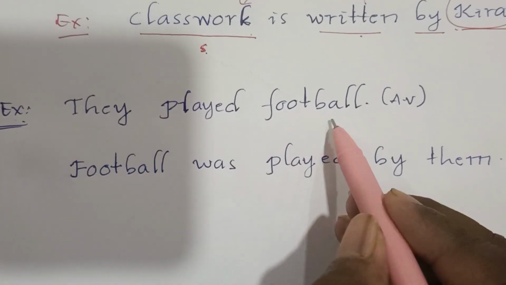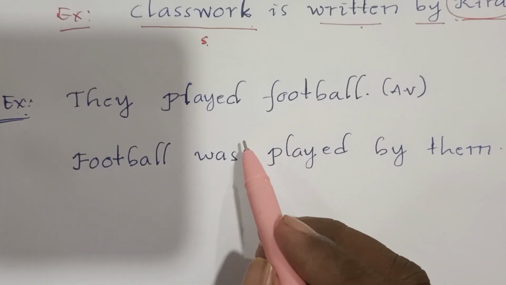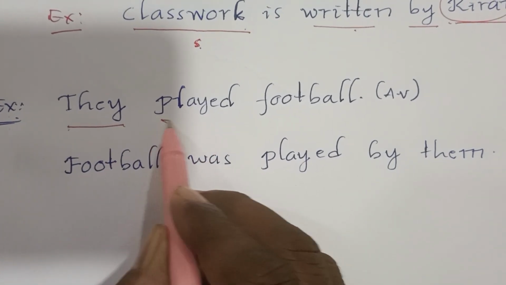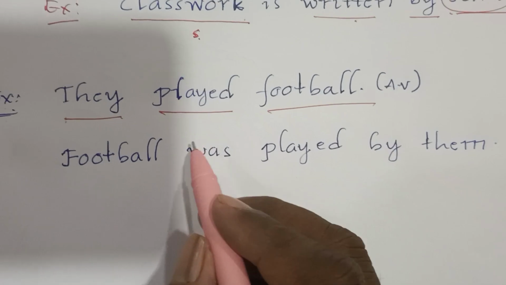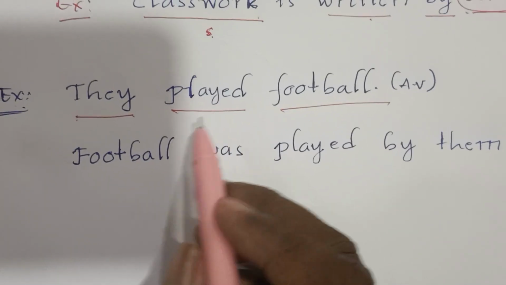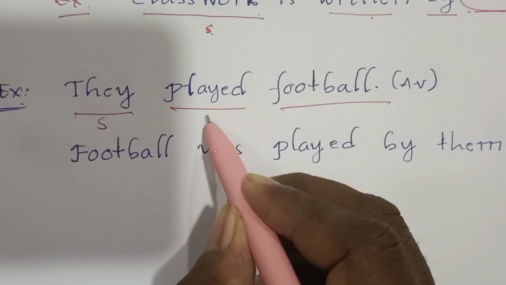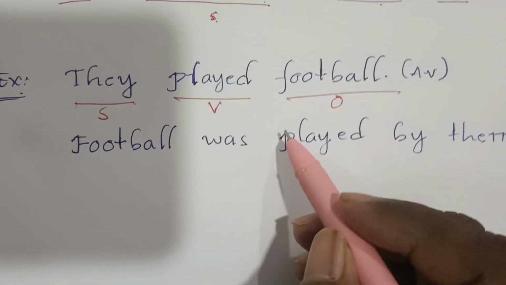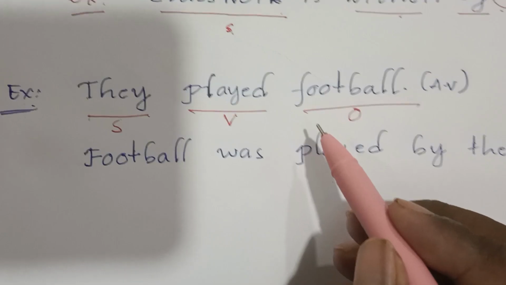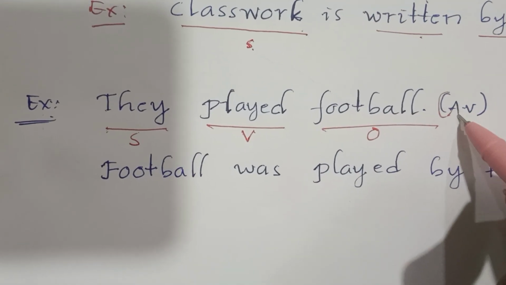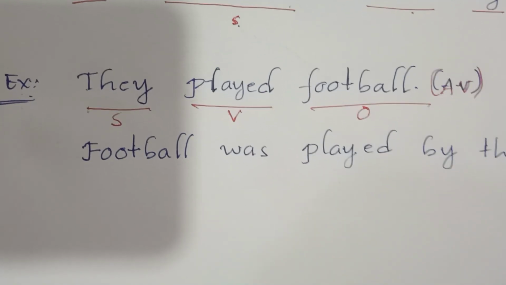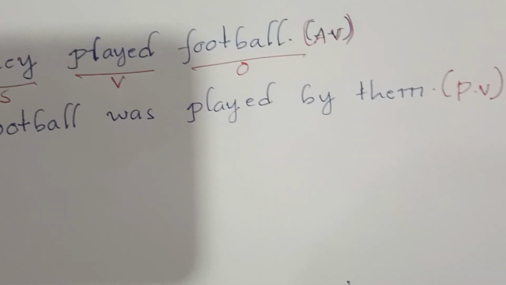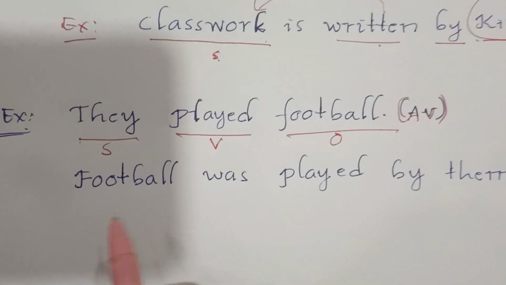One more example we will observe. The sentence is: they played football. They is the subject. Played is the verb. Football is the object. So certain rules are there while changing active voice to passive voice. What are the rules?